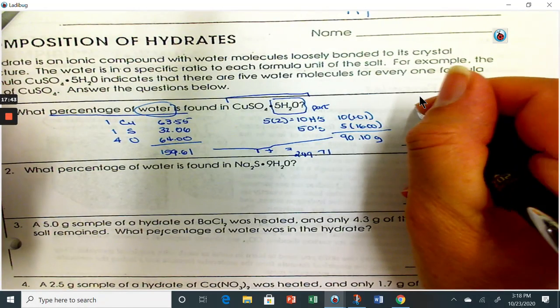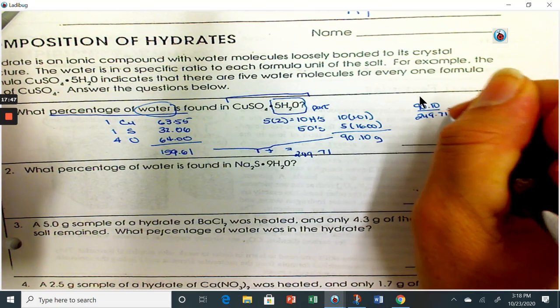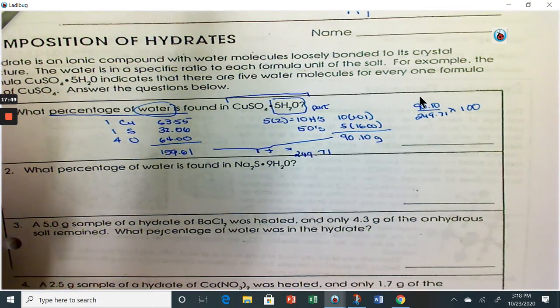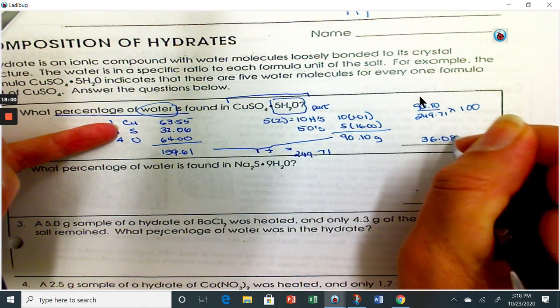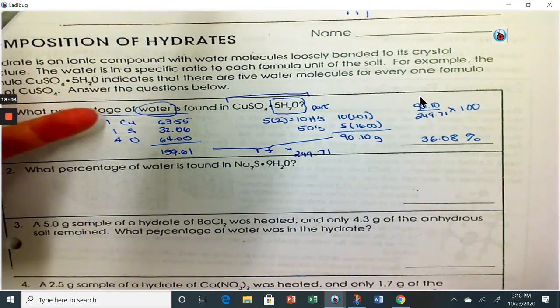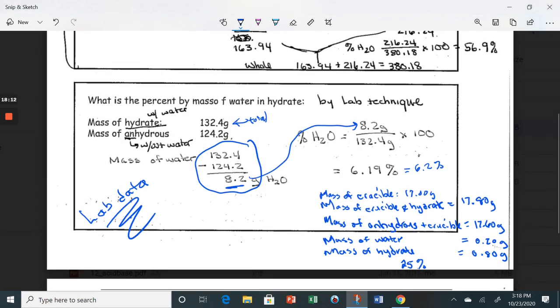And so if we go to do the percentage, it's 90.10 over 249.71 times 100. So that's going to be 36.08%. Okay. Alrighty. I think you get the idea. And that is percentage with some examples.